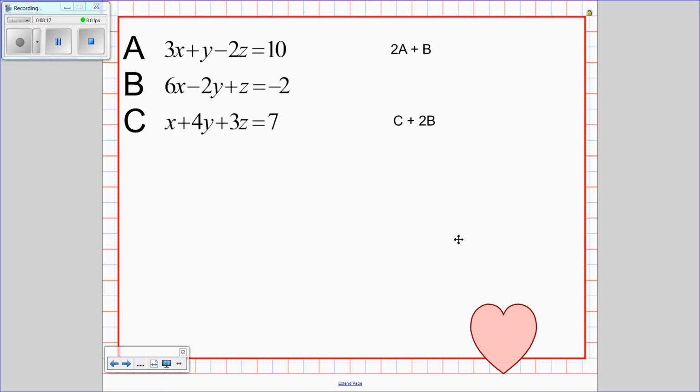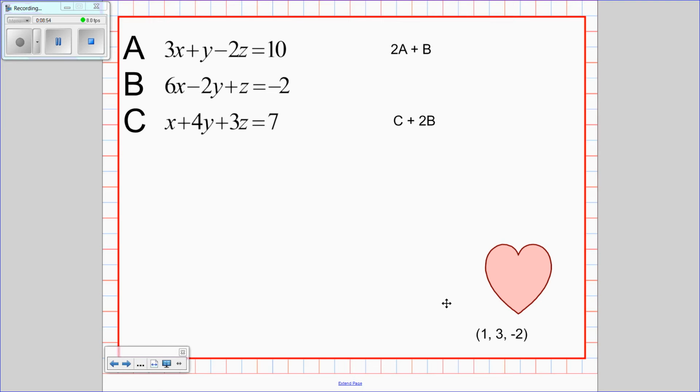Okay, hopefully you've written down what 2a plus b are and what c plus 2b are. Once you've done that, you should be able to solve that 2 by 2 system of equations using tactics that you have learned in Algebra 1. Solve the rest of this system. If you're ready for the answer, here it comes. If not, pause.